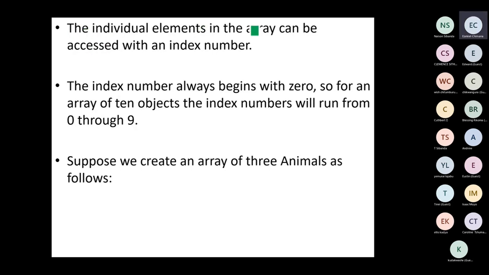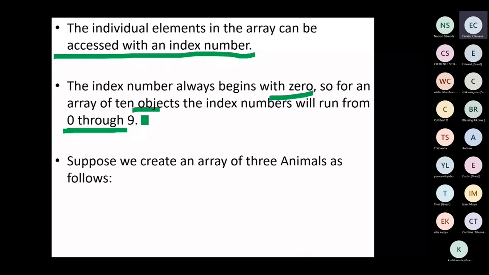So the individual elements in the array can be accessed with an index. If you want to access the elements of your array, you need to know its index or its position. The index number always begins with a 0. So in Java, arrays are zero-based. For an array of 10 objects, the index numbers will run from 0 up to 9. From position 0 to position 9, we have 10 positions, which means we will have 10 elements.